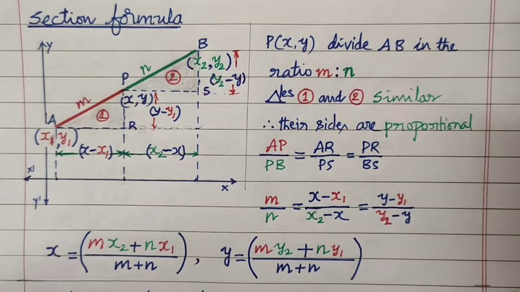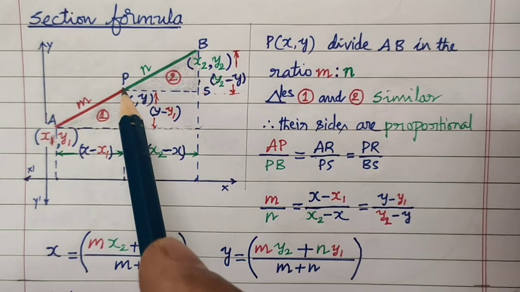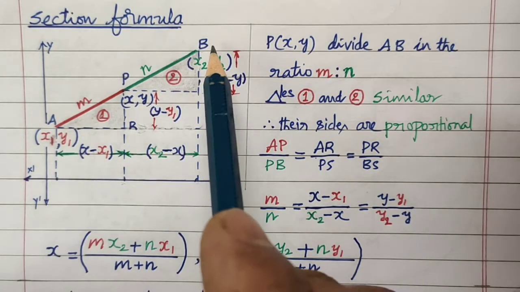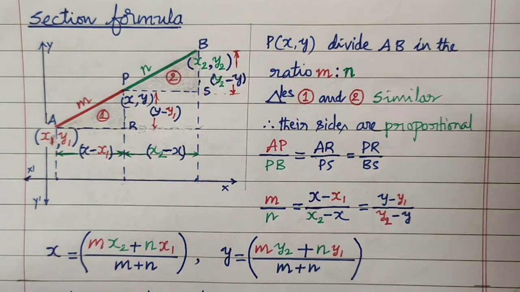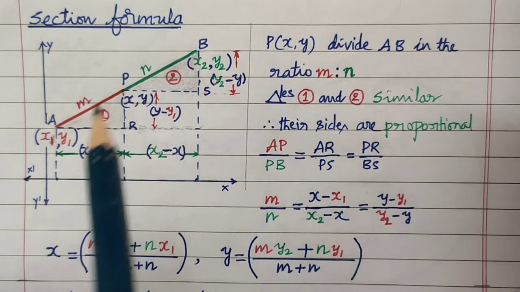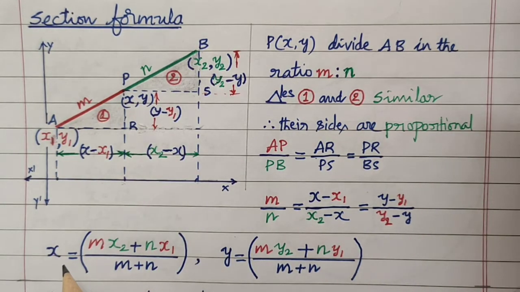Section formula. The coordinates of the point P(x, y), which divides the line joining A(x1, y1) and B(x2, y2) internally in the ratio m:n, are given by x = (m x2 + n x1)/(m + n), y = (m y2 + n y1)/(m + n). Let us see how to prove this.